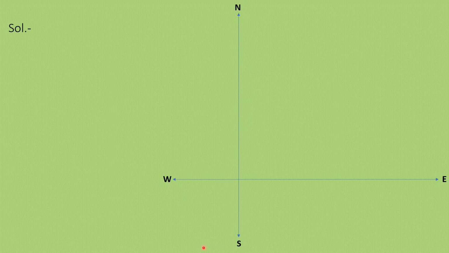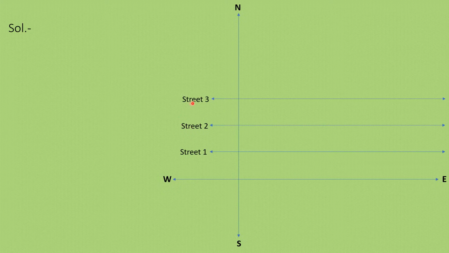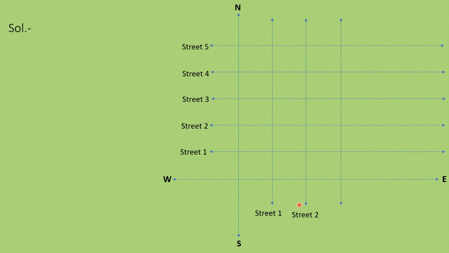Then it is written there are other streets in the city which run parallel to these roads. There are 5 streets in each direction. So suppose this is street number 1, which is parallel to east-west. Then street number 2, 3, 4 and 5. All these 5 streets are parallel to the east-west direction. In the same way we have 5 streets parallel to the north-south direction. So these are the 5 streets.